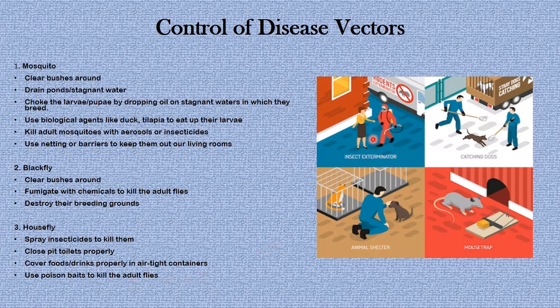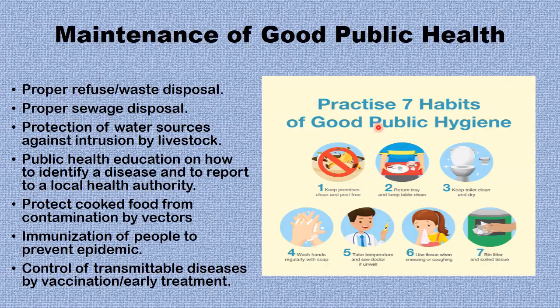So you can see pictures here which show one of the interventions. That means using insect exterminator, catching dogs that carry the rabies pathogen. Yes, put the dog in animal shelter, use house traps or mouse traps to control rats.